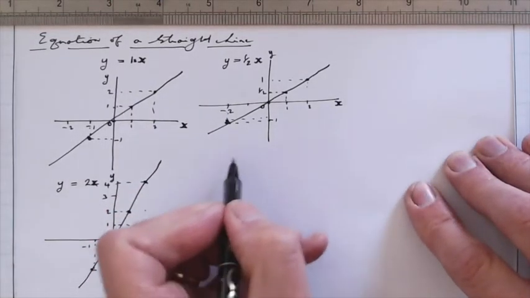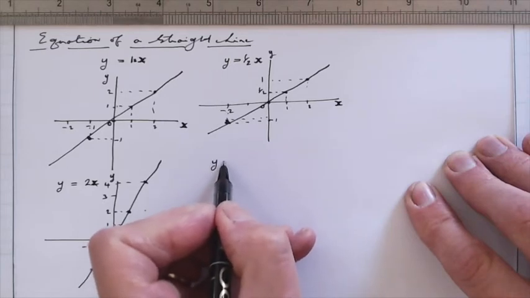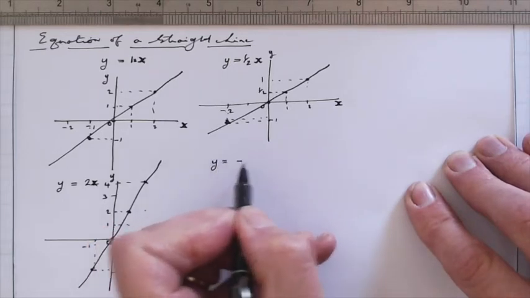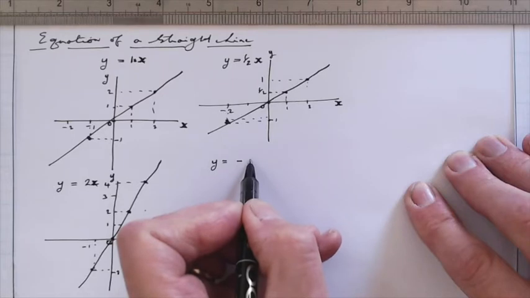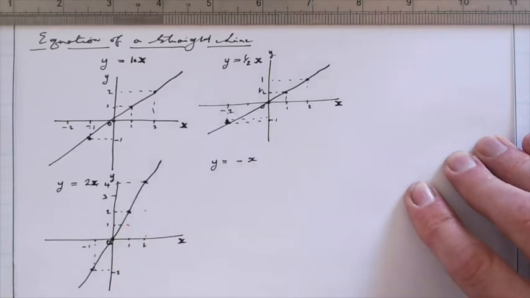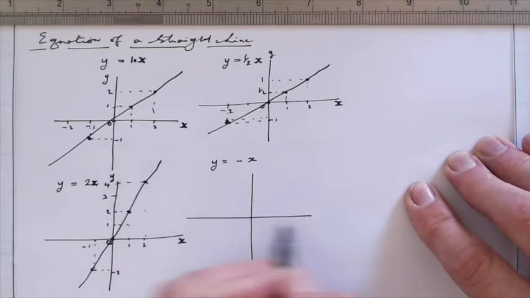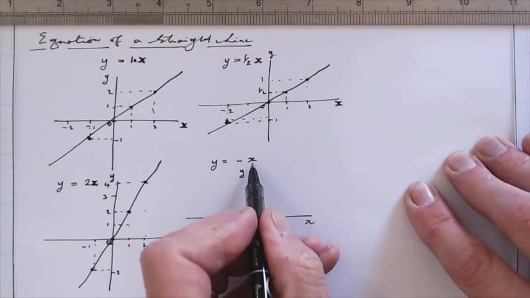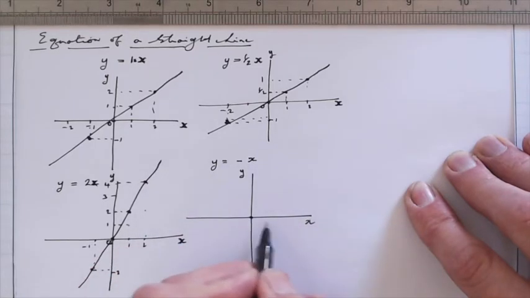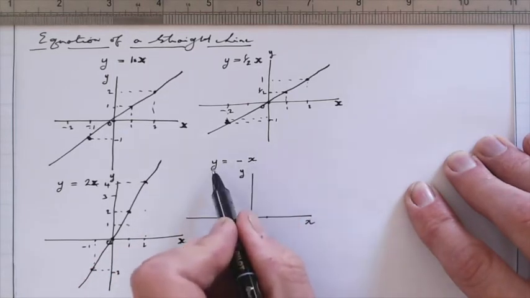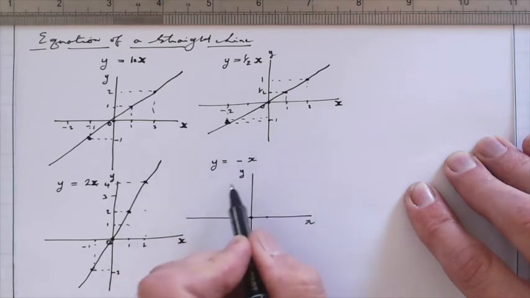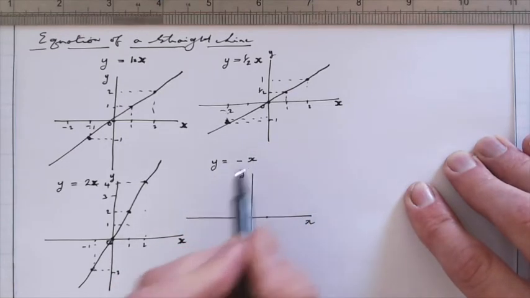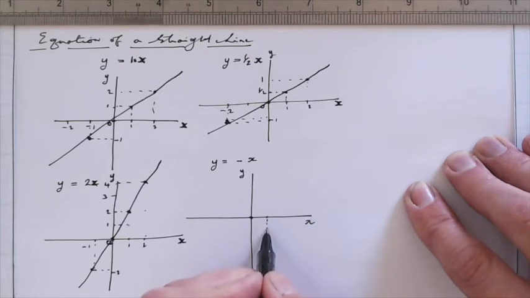So let's do another example. Let's do y equals negative x. Okay, I'll do this one quite quickly. Here's x, here's y. If x is 0, y is 0. If x is 1, we're told by the equation, as an instruction, that y is -1. So if x is 1, y is -1.